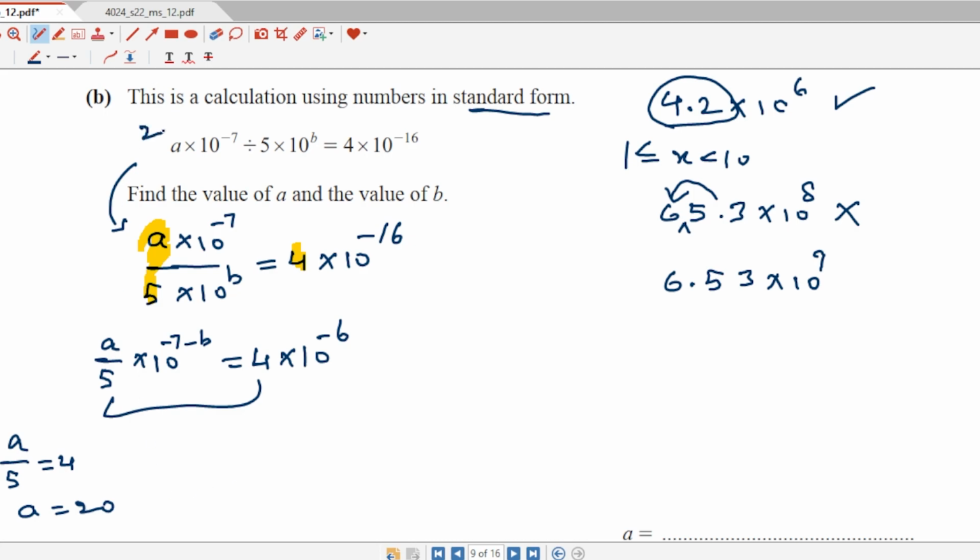If we place 20 over here, this number will be 20 multiplied by 10 power minus 7, meaning this number is not in standard form. But in the question, it was stated that this number is in standard form. Means there is something wrong. We need to adjust these values. I can rewrite this question by putting these numbers into fractional form. 1 over 5 can be represented as 0.2. So I can write 0.2a multiplied by 10 power minus 7 minus b equals 4 multiplied by 10 power minus 16.